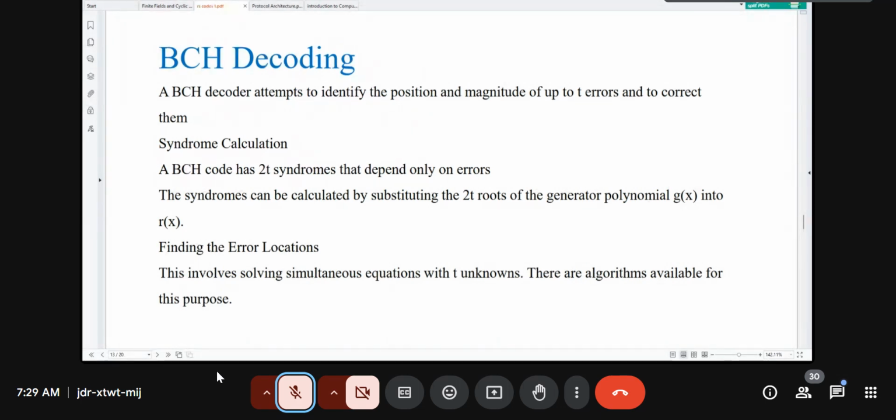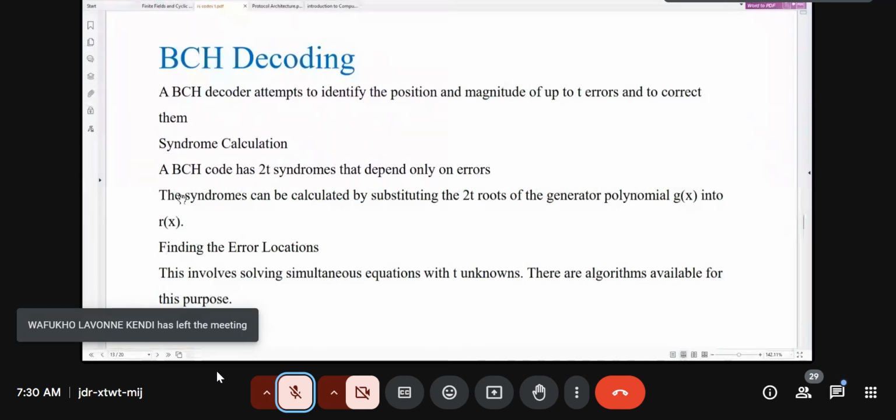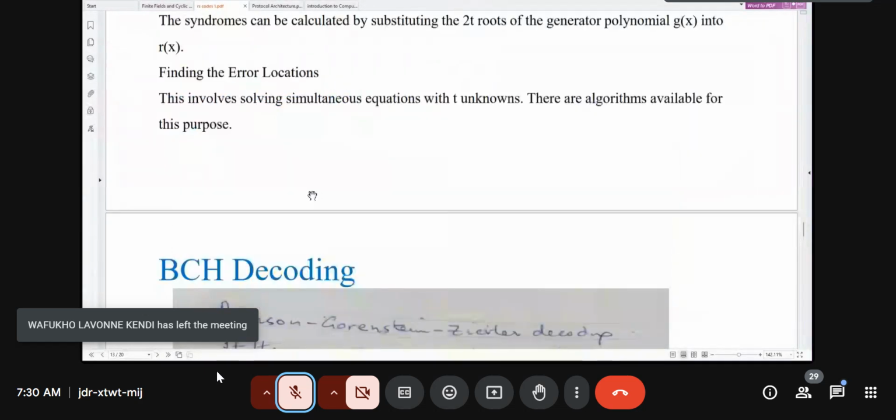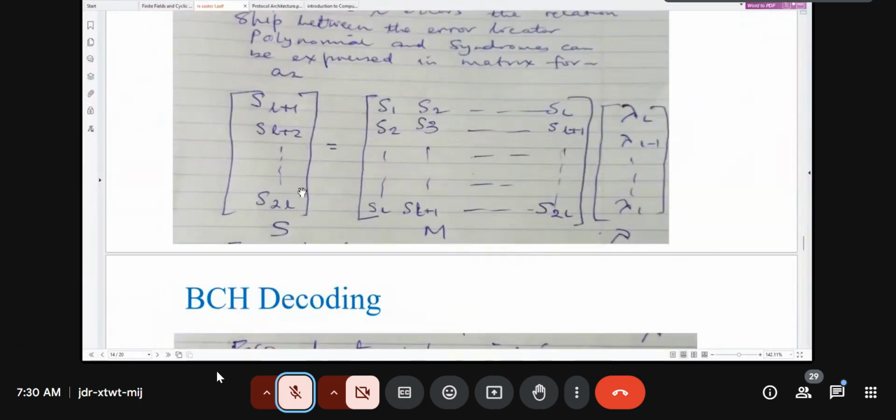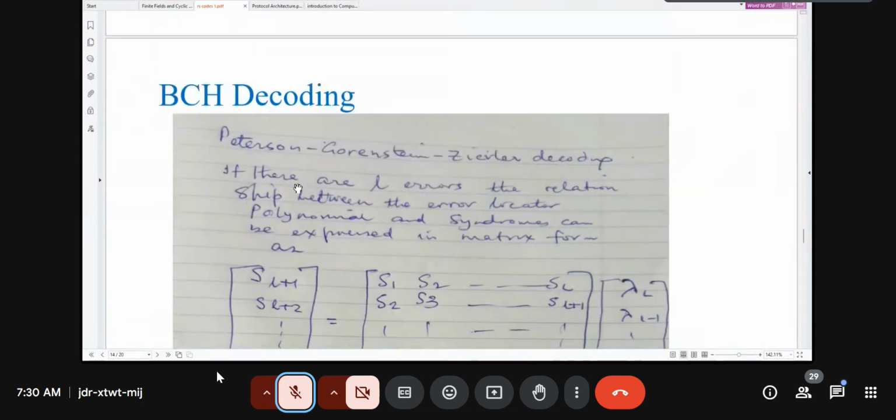Because in the other case, when you're correcting only one error, it was easy just to use the syndrome. Even with the single-bit BCH error correcting code, it will be easy to do the error correction. It becomes a bit tricky when you have more than one error, when T is not equal to 1. So again, that's why I just want to talk about it here. I will not even test you on this.